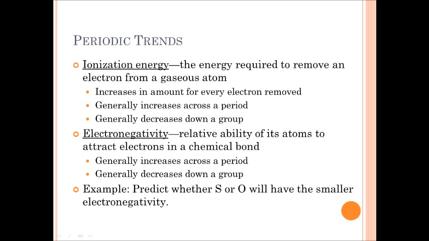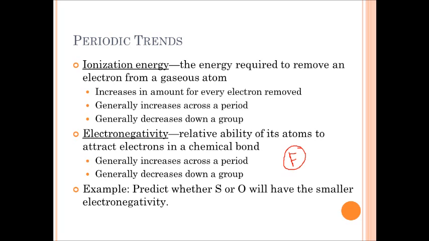All right, electronegativity is how likely an element is to hog the electrons when it's in a chemical bond. And the big thing to remember here is that fluorine is going to be the most electronegative element on the periodic table. So it generally increases across a period as you get closer to fluorine, and it decreases down the group as you get away from fluorine.